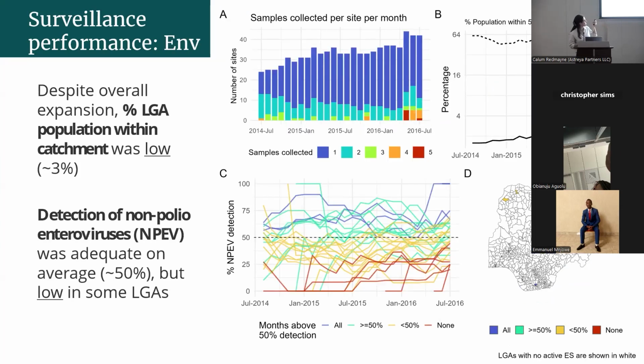And then comparably for environmental surveillance, we've got a few different metrics of performance. So the frequency of sampling, the overall population coverage that's captured within the sites that are collecting samples, and the rate of detection of non-polio enteroviruses among those samples. So these are all indicators of the sensitivity of the environmental surveillance that's going on.